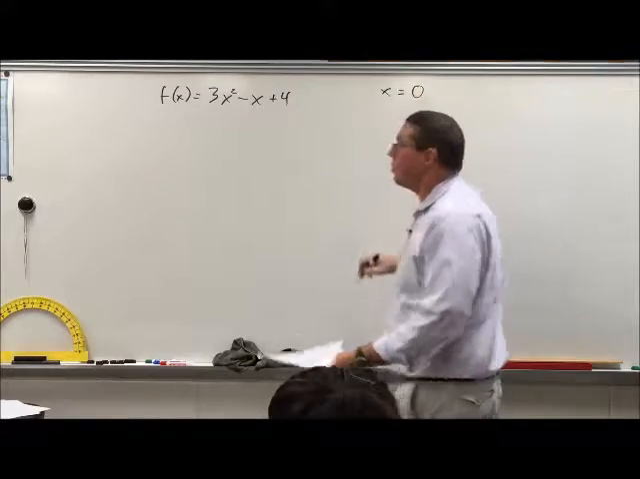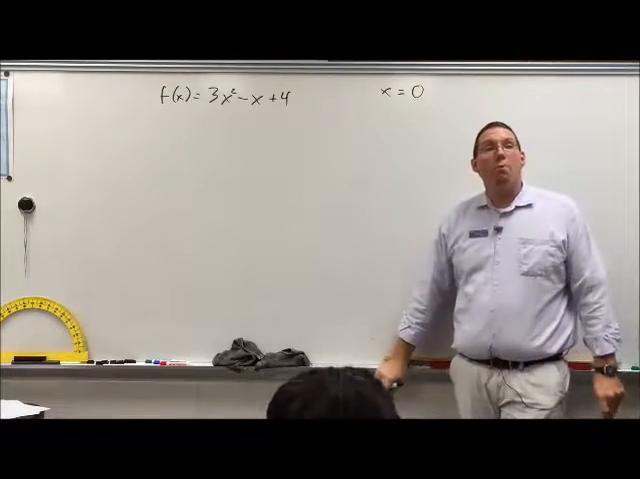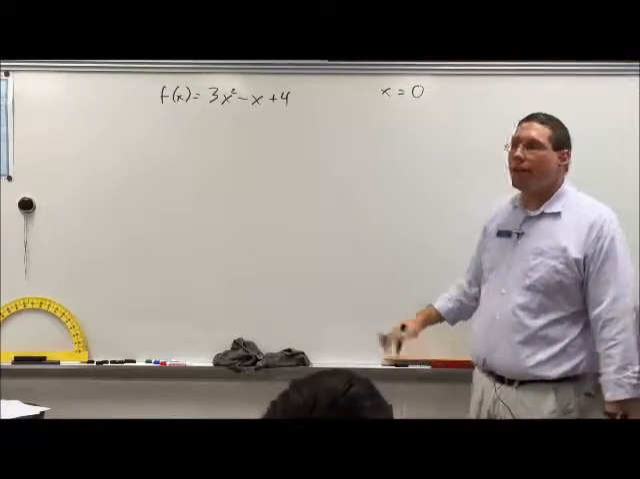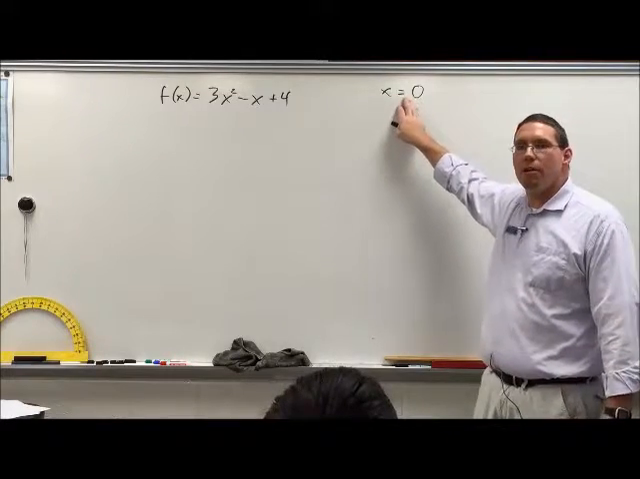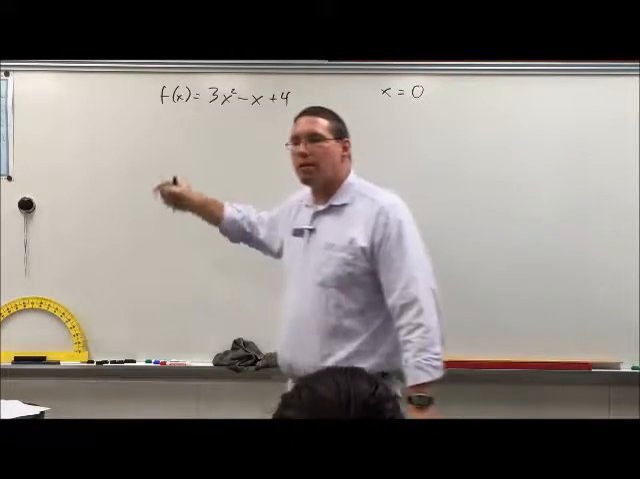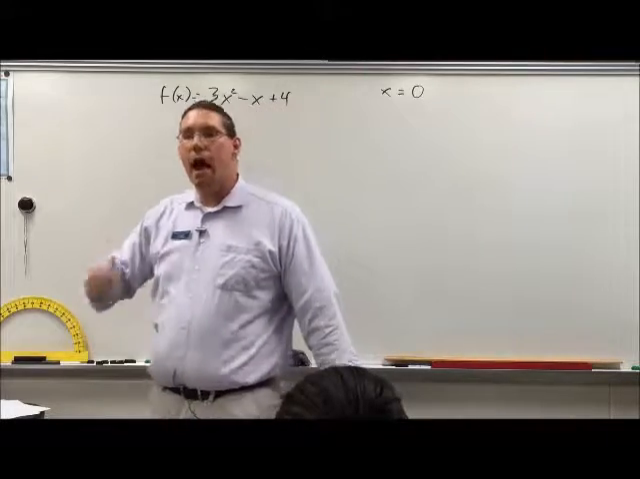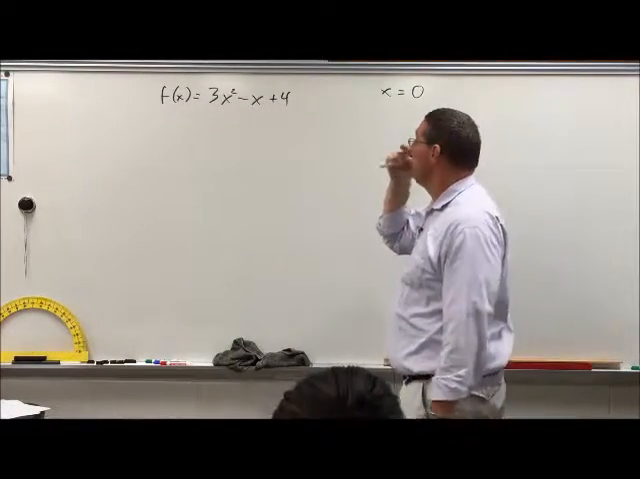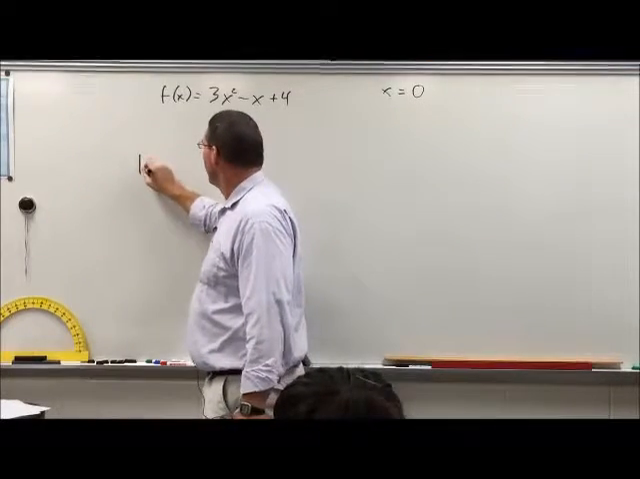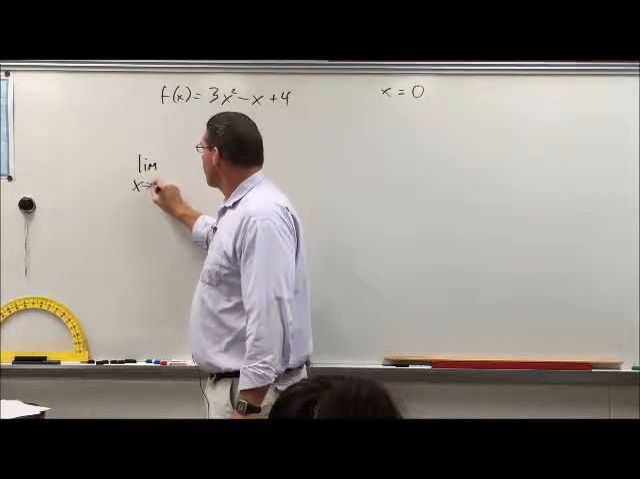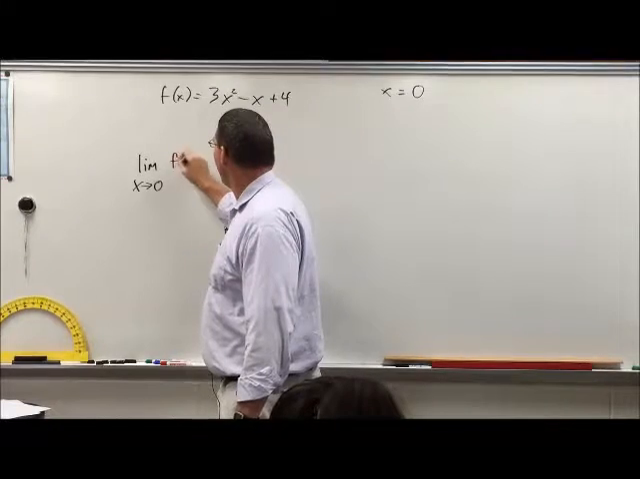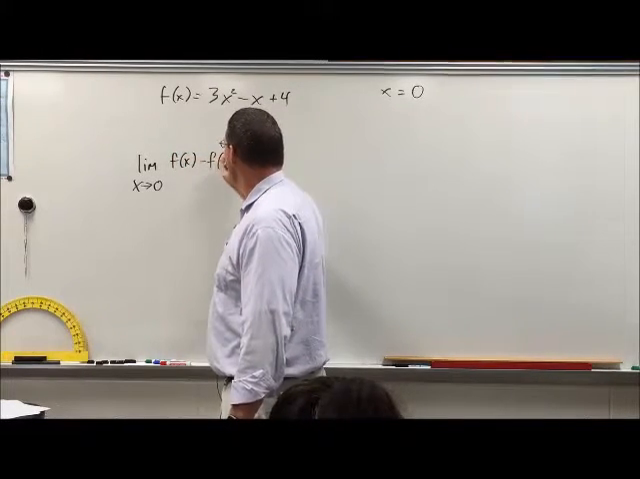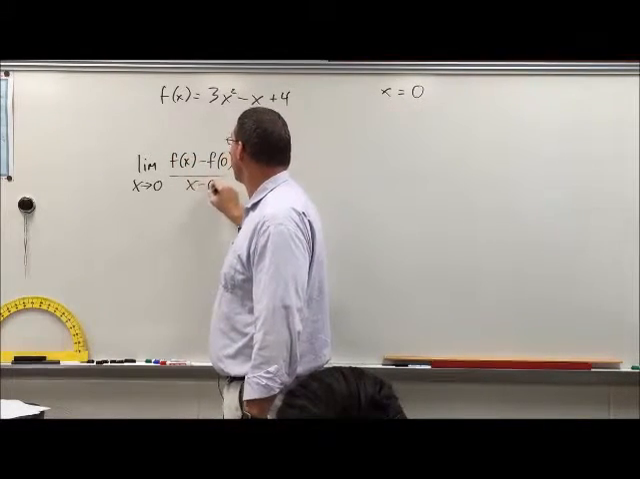All right, where x is equal to 0. Now, this problem, I need you guys to understand, when we do where x is equal to 0, this actually makes the problem easier, not more difficult. Okay? Let me show you why it makes it easier. So let's set up our limit. We've got the limit as x approaches 0 of f of x minus f of 0 over x minus 0.